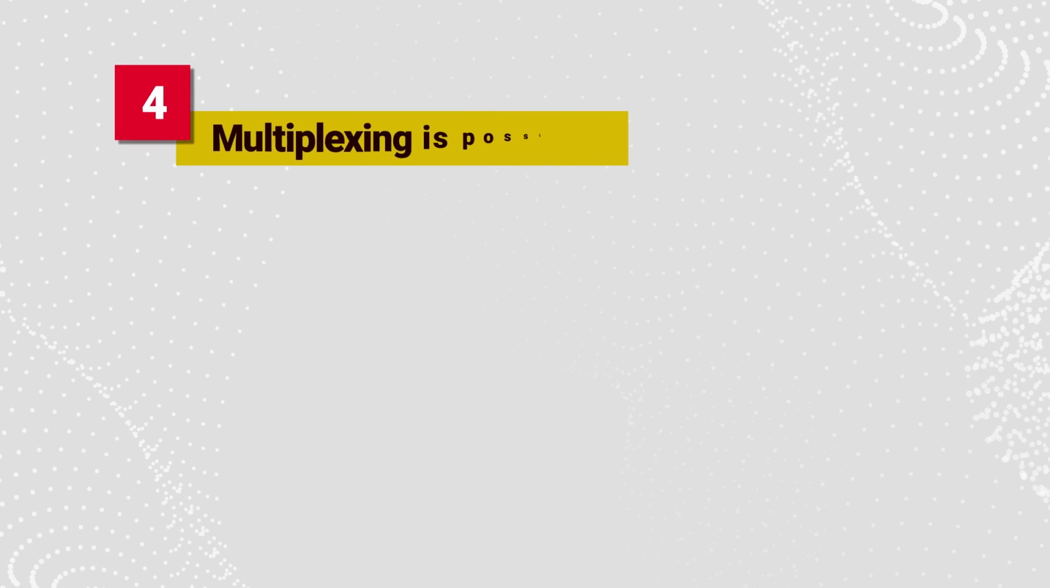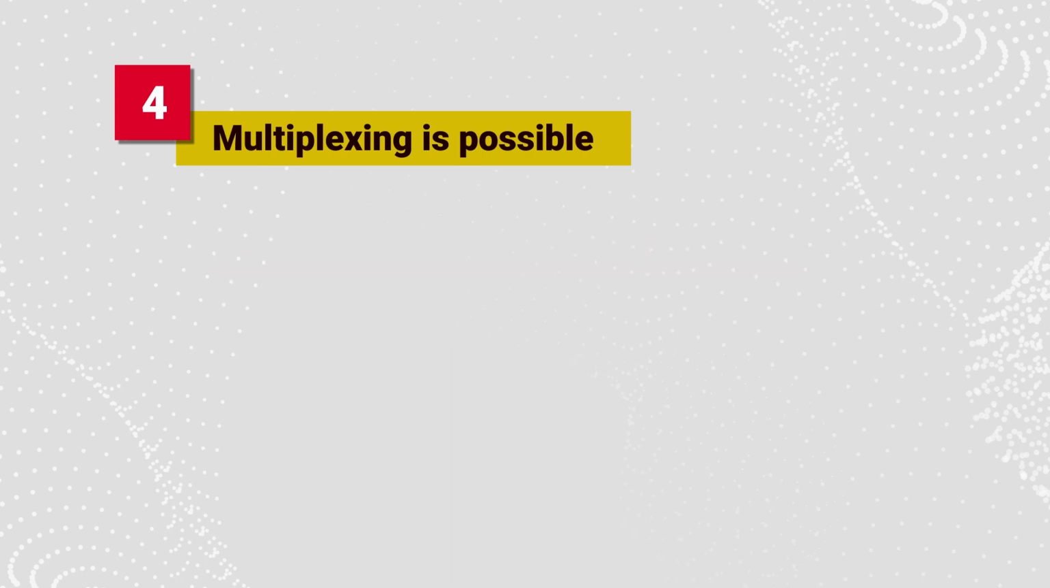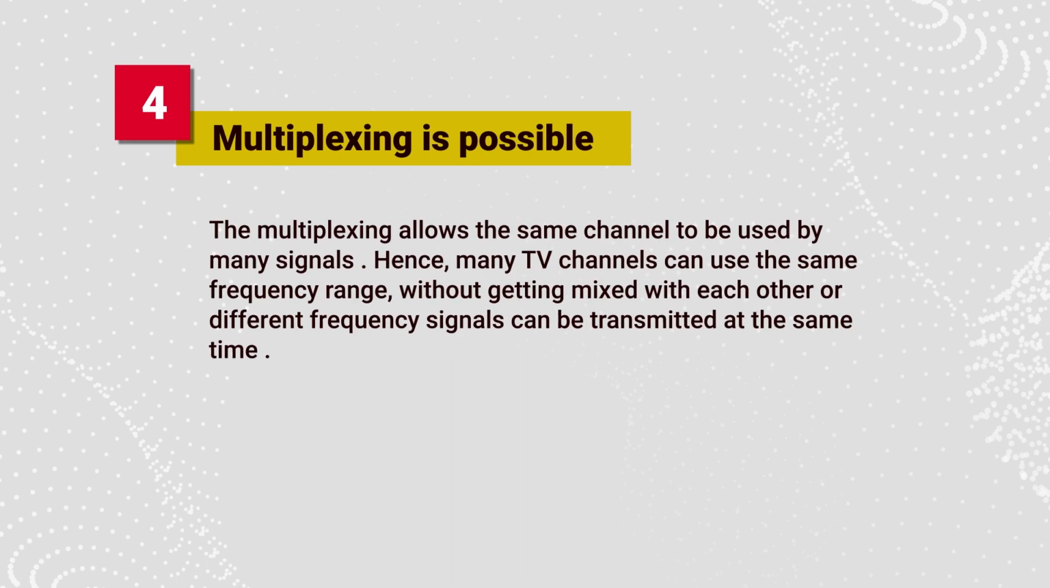Now, the fourth one is multiplexing. By modulation, multiplexing is possible. Multiplexing is a process in which two or more signals can be transmitted over the same communication channel simultaneously. This is possible only with modulation. Multiplexing allows the same channel to be used by many signals. Hence, many TV channels can use the same frequency range without getting mixed with each other, or different frequency signals can be transmitted at the same time.